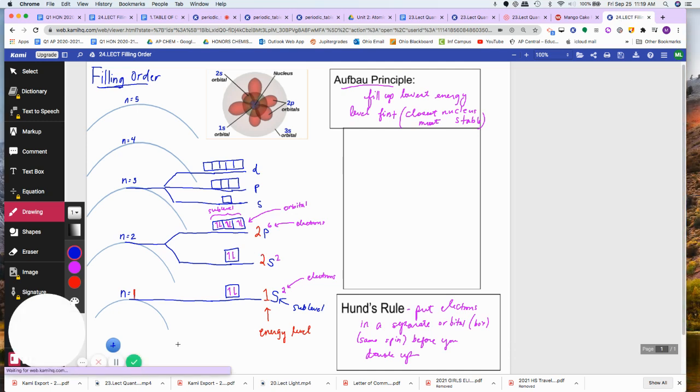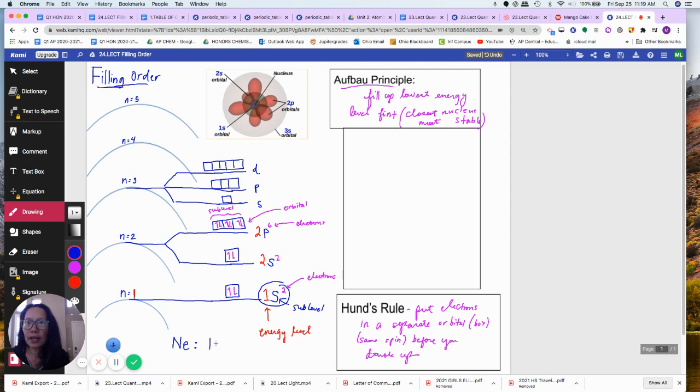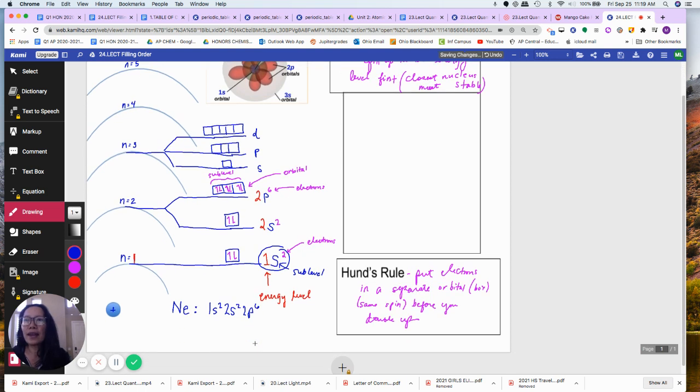So neon, the way the electrons are arranged in neon is you put the first 2 electrons here, so you just write that down, 1s2. The next set of electrons is 2s2, and then 2p6. Okay, so this is how electrons in neon are arranged. This is called electron configuration.